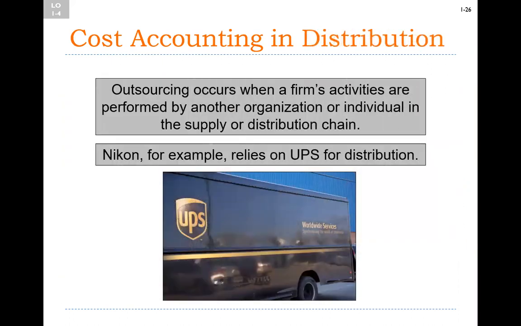Cost accounting is definitely used in distribution and our supply chain. A lot of our distribution is outsourced. In the United States, a lot of companies may use UPS to deliver their goods. Walmart will outsource their delivery portion. Even Instacart is a form of outsourcing distribution, because the people who work for Instacart will deliver your groceries for you.